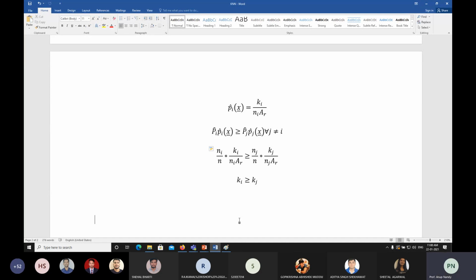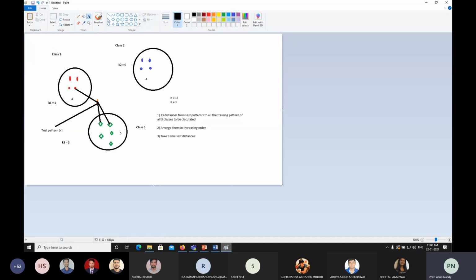Suppose if you see this figure, instead of taking k equal to 3, I could have taken k equal to 4. Then one more point either from these things you will have. Then how are you going to take the decision?